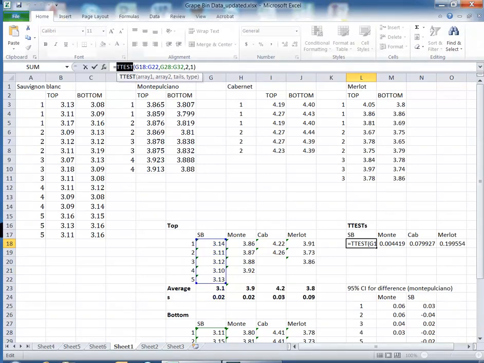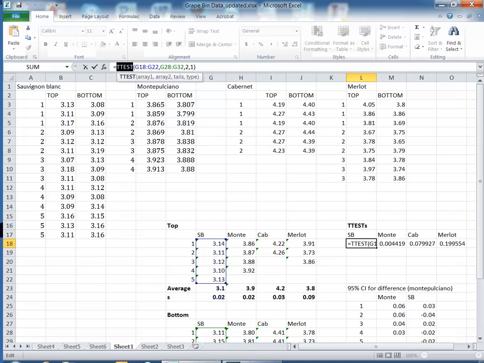Then it asks the number of tails. The number of tails is asking, do we care if one mean is greater than or lower than, or are we just asking the question, is the bottom of the bin higher in pH than the top of the bin, or does the bottom of the bin have a lower pH than the top of the bin? Those 2 final questions would be a one-tailed test, because we only care about one end of the distribution.